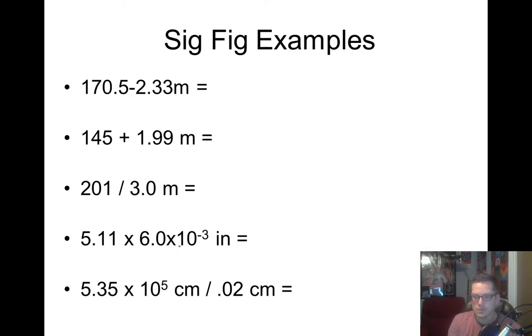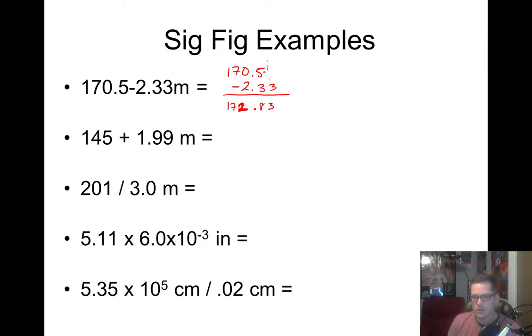So here we go. I'm going to teach you a couple of tricks to doing these. 170.5 minus 2.33. When you're adding and subtracting, the easiest way to do this is to go back to second grade math when you learned how to do this. You write out your numbers and line up the decimal. You can easily see where your number stops right here. Remember, with adding and subtracting, we look at the least number of decimals. So you subtract with the decimals lined up, and this becomes 172.83. Now, my number has to have the same number of decimal places as the least decimal.